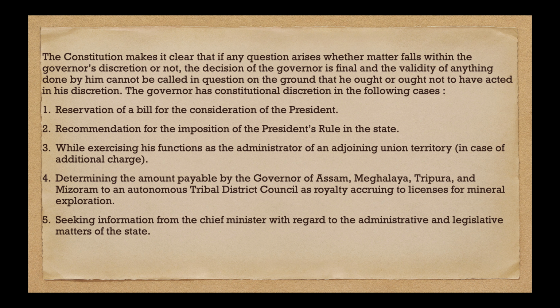The governor has constitutional discretion in the following cases: 1. Reservation of a bill for the consideration of the President. 2. Recommendation for the imposition of the President's rule in the state. 3. While exercising his functions as the administrator of an adjoining Union territory in case of additional charge. 4. Determining the amount payable by the Governor of Assam, Meghalaya, Tripura, and Mizoram to an autonomous tribal district council as royalty, accruing to licenses for mineral exploration. 5. Seeking information from the Chief Minister with regard to the administrative and legislative matters of the state.